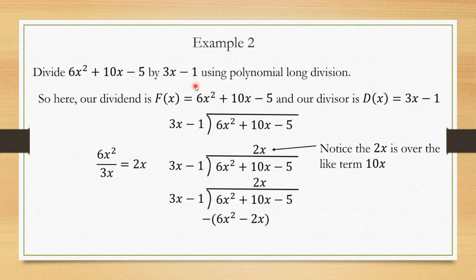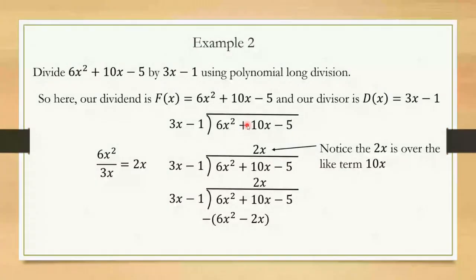our dividend here is 6x squared plus 10x minus 5. It's in standard form, right? The powers of x are decreasing as you go from left to right. 3x minus 1 is also in standard form. There's no missing terms. Here the degree is 2, but every term in between is accounted for. Same thing with this, the degree is 1. Every term less than the leading term is accounted for.